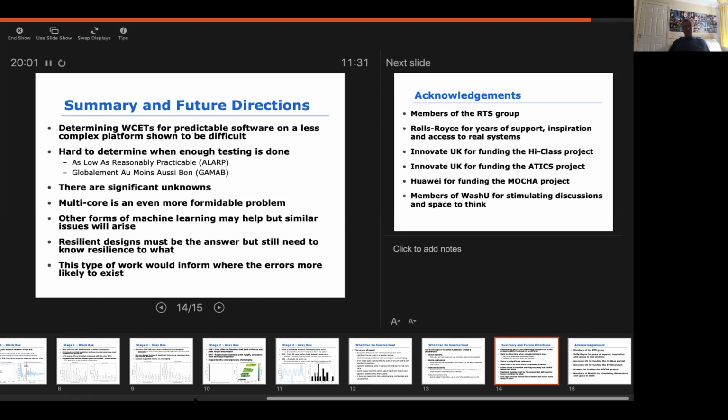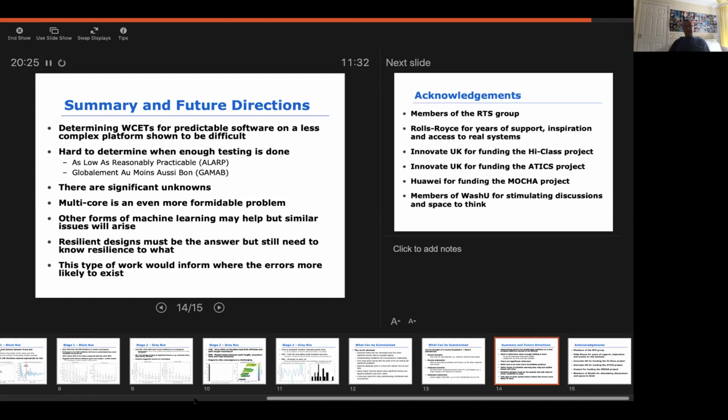There are significant unknowns, and if we move to something like multi-core, it becomes an even more formidable problem. Remember, we're looking at worst case execution times here. If we expanded this to a much more complex testing and analytical problem like multi-core, it would become much harder to determine the level of confidence and uncertainties we have.